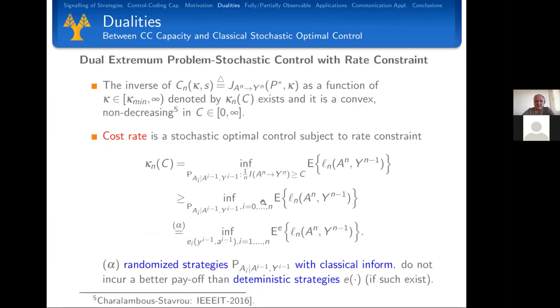Okay, before I do this, I will skip this. I was thinking to give you some idea of a dual problem to the problem of control coding capacity. You can define the cost rate, where you minimize a cost subject to a rate constraint. Here, if you optimize over randomized strategies and remove the rate constraint, you have a lower bound. And if you use deterministic strategies with classical information patterns, you cannot declare a better payoff between this part and this part.